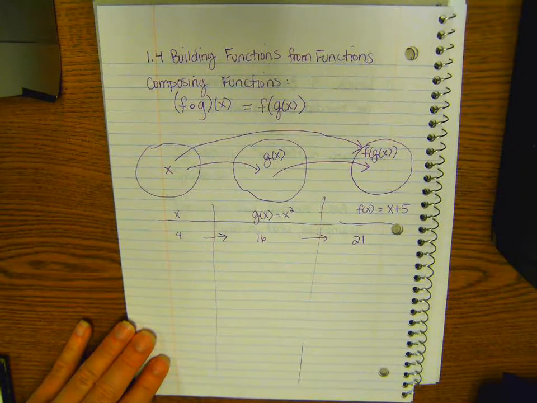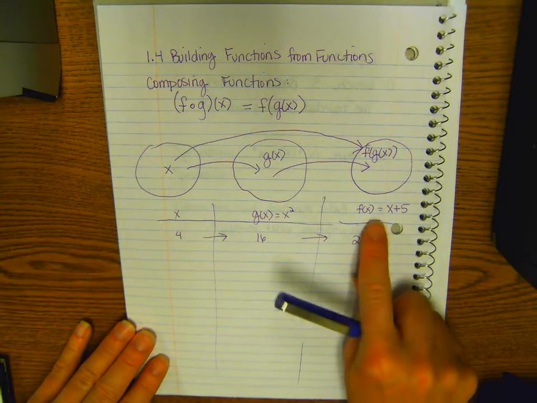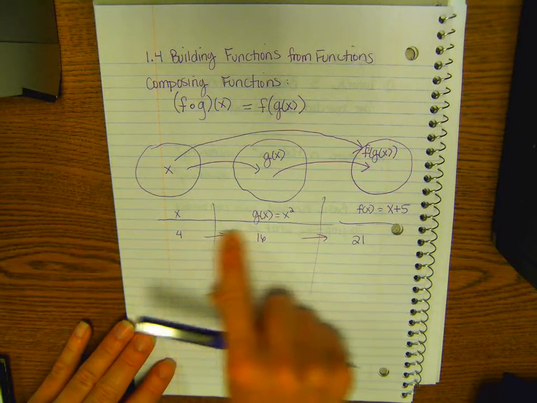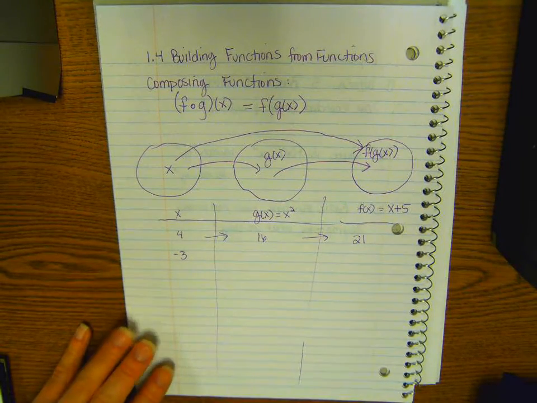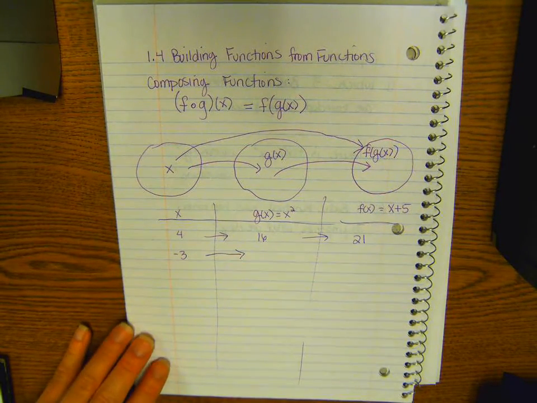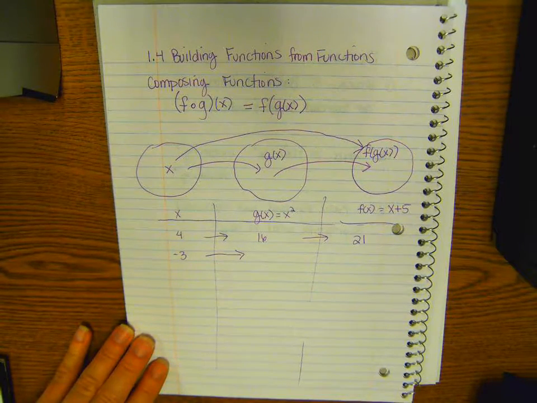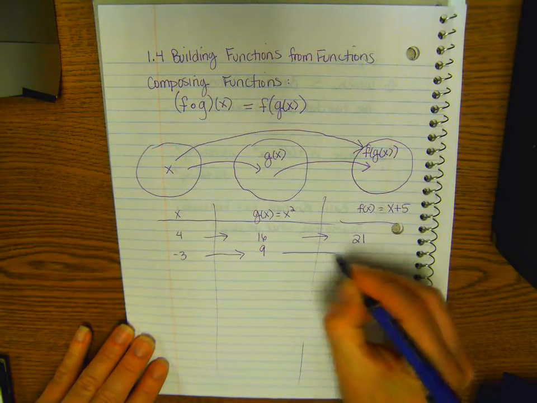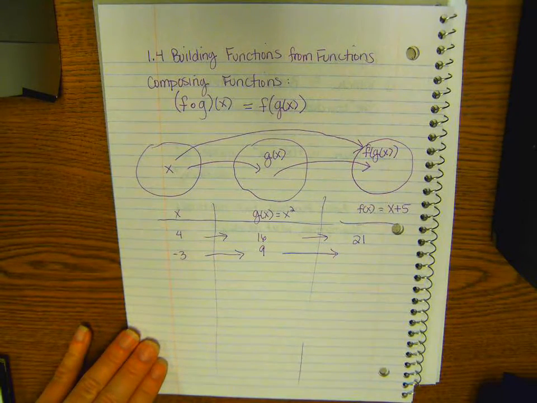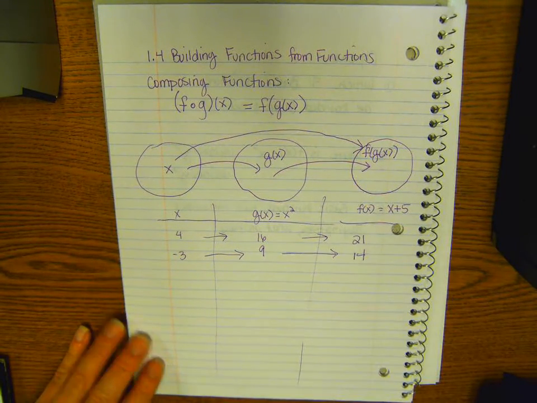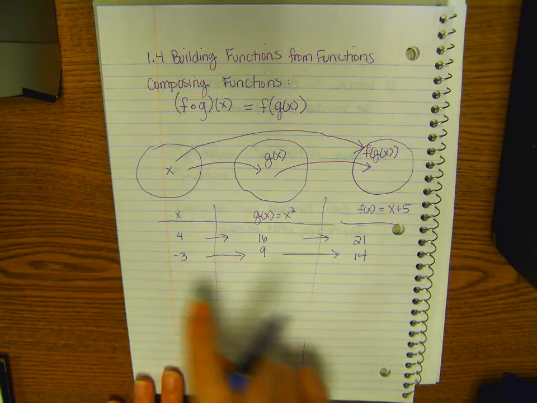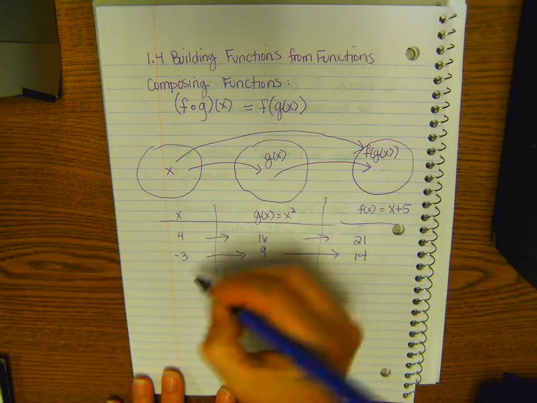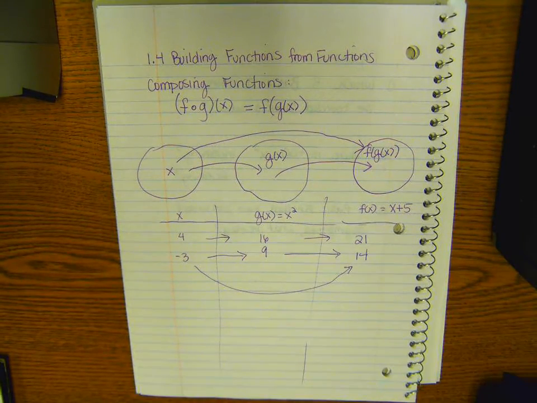Okay. Is that making sense how it works? You're not putting the 4 into f of x, you're putting the 4 after you've inputted into another function. Okay, let's do another one. How about -3? If I put it into g of x, what would happen? It would output 9. Put 9 into here, I get 14. Can somebody tell me, instead of doing two separate functions, how could I get from here to here in one function?